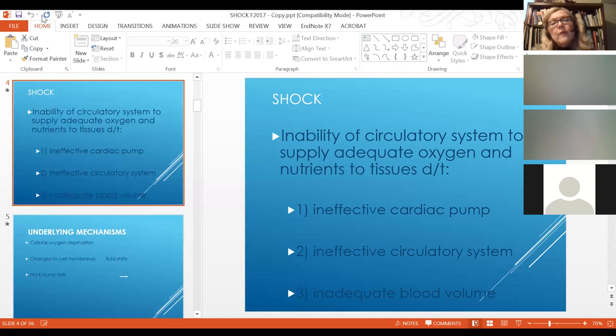So compensatory mechanisms fail. You have decreased cellular perfusion. You have altered capillary membrane permeability. You end up with getting fluid seeping into your lungs. So now your lungs are already compromised and you're now going into fulminant or bad pulmonary edema. Fulminant means very pathological or lethal pulmonary edema.